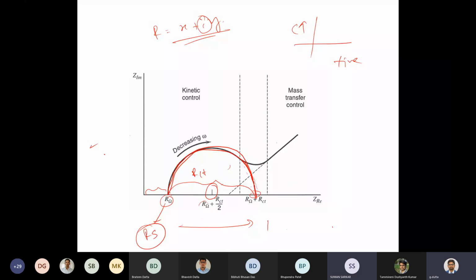Sir, decreasing omega, what is omega? Decreasing omega, this one. So in the impedance measurement, basically we are applying some frequency. We are applying higher frequency to lower frequency.